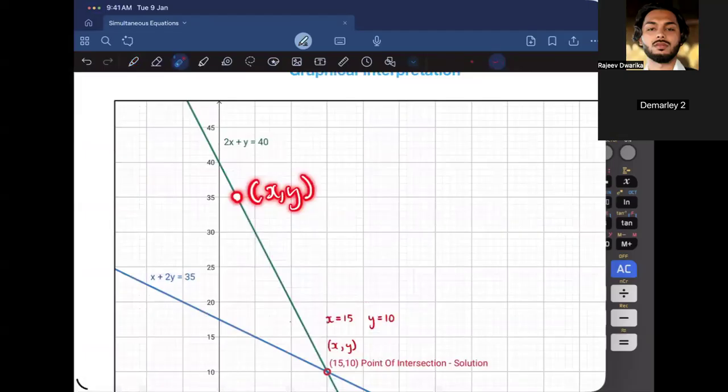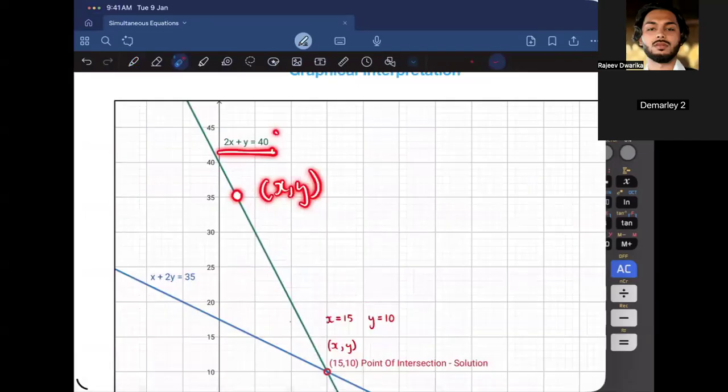If a point is on a line, should it satisfy the equation of the line? Yes, because it's on the line. If I read off this point, it will satisfy this equation, yes or no? Yes, it will.